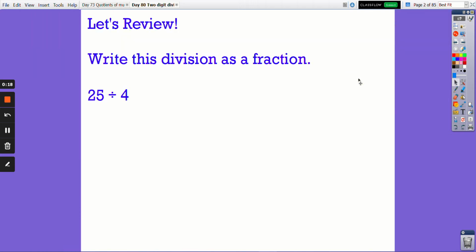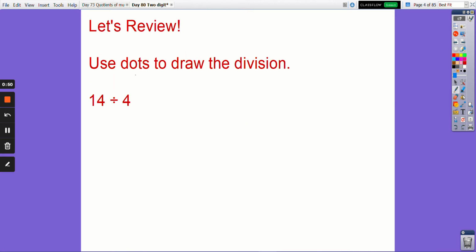So the first thing we're going to review is division as a fraction. If you have 25 divided by 4, we've been talking a lot about this, make it a fraction. Go ahead and do that on your whiteboard real quick. And hopefully you wrote it like that, right? So we've got the numerator 25 divided by 4.